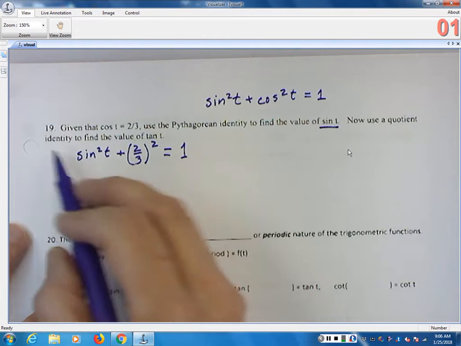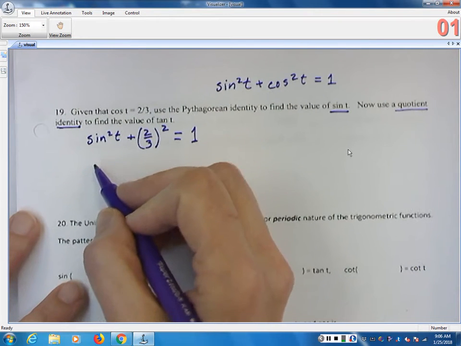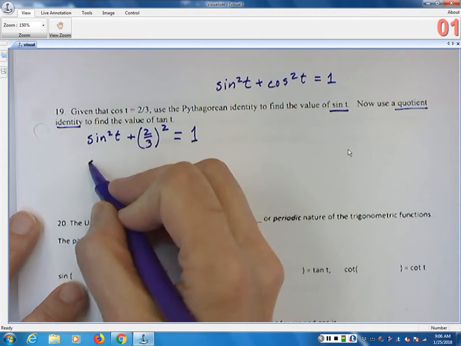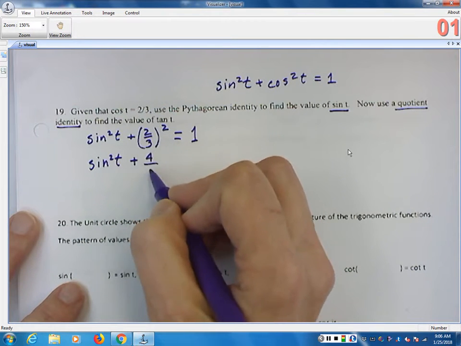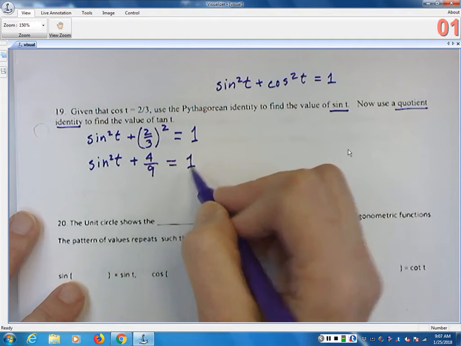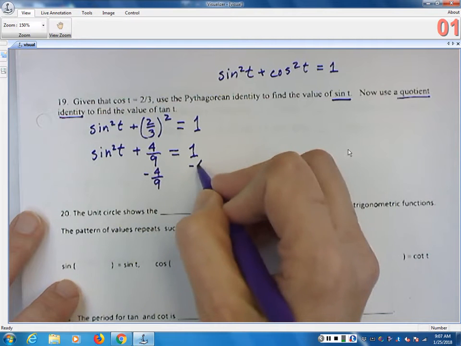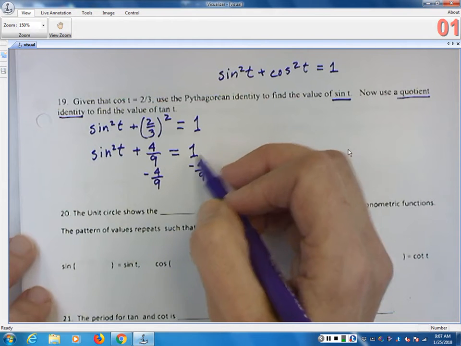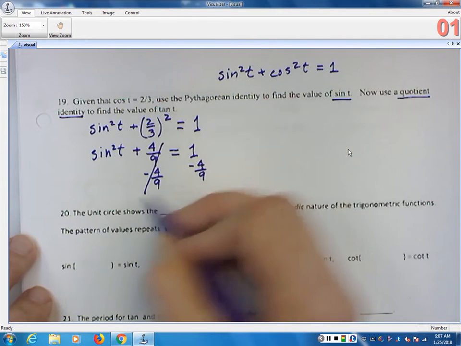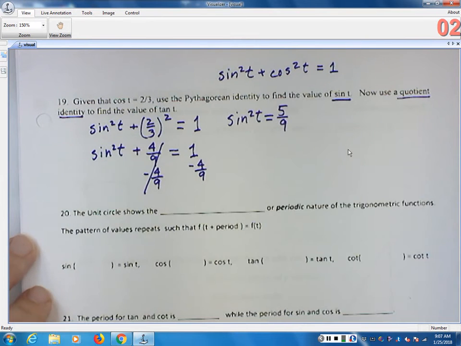We're going to square this and solve for sine, and then we'll use a quotient identity to find tangent. So sine squared t, plus we square the 2, we get 4, and we square the 3, we get 9, equals 1. Now we're going to subtract 4/9 from both sides. You can do that on your calculator, but 1 is 9/9, so that's 5/9. So sine squared t equals 5/9. And then we're going to take the square root of both sides.